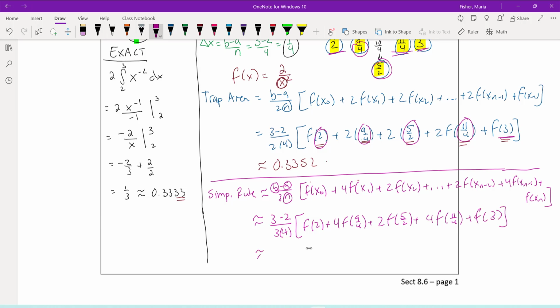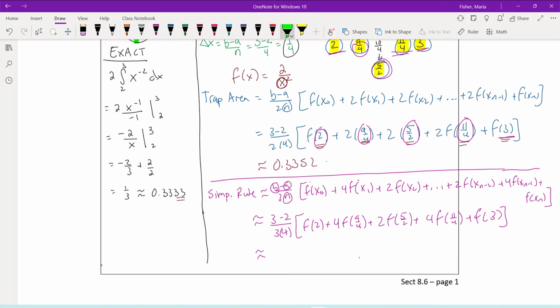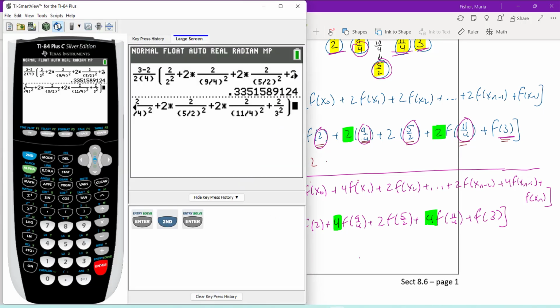If we put that into a calculator, the easiest way to do it is just to hit second and enter so that you have the same thing that you just wrote up. The only thing that's going to change is that you're going to make this 2 into a 4, this 2 into a 4, and this 2 into a 3. Going back here and just changing those numbers. Changing that into a 4. Keep going.